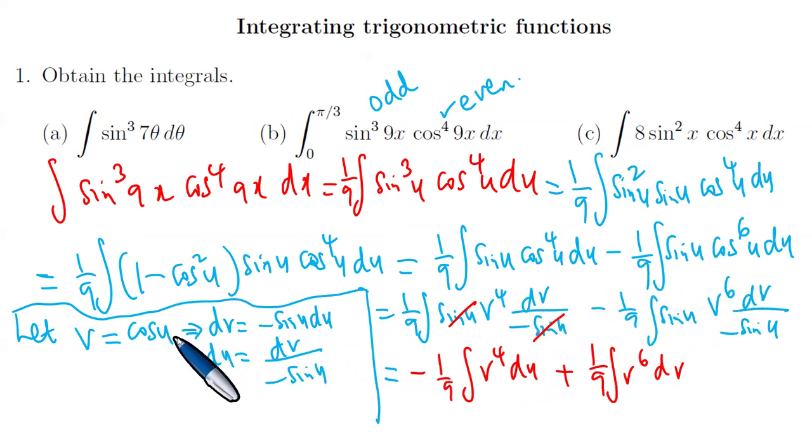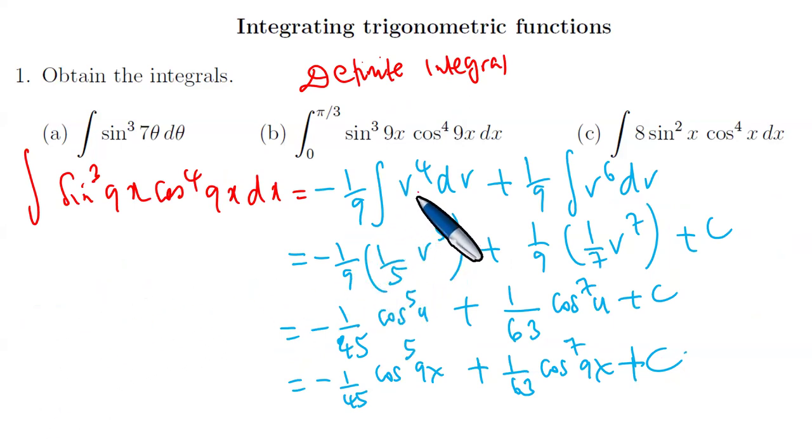And then we say, let v be the cosine u. Wherever it's cosine u, we put v, so that we have v to the fourth power. And we put the dv, because now du becomes dv over minus sine. That allowed the cancellation to give us minus 1 over 9 v to the fourth power. Now v to the fourth power integrates to 1 over 5, and v to the sixth power to 1 over 7.